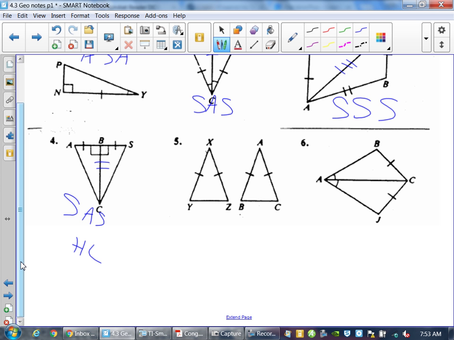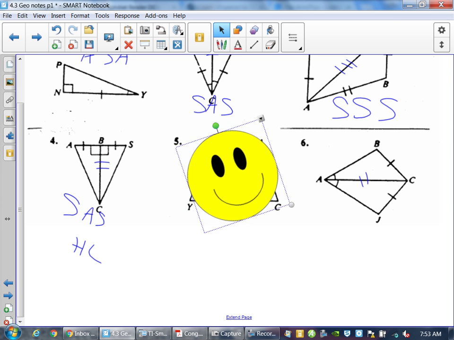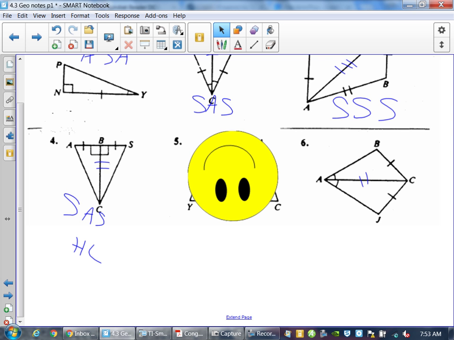What about 6? There's reflexive, but look what happens. There's nothing you can do there, is there? The answer is nope. Or you can make a big frowny face. What's number 6 though? That's kind of weird. I see things that are marked. Why is it no congruence?